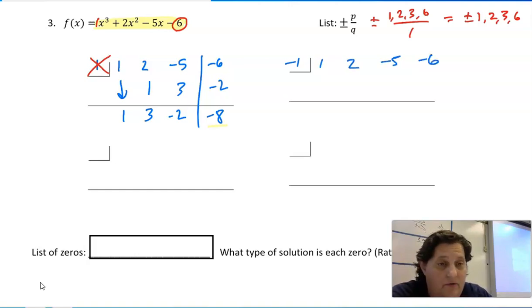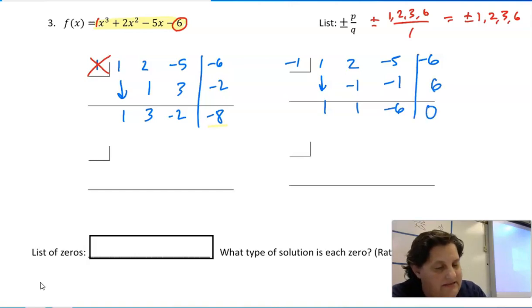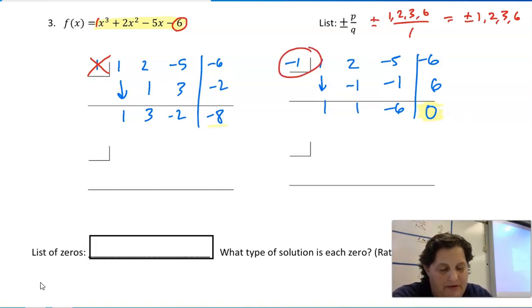You try whatever you want, go in whatever order. That's usually the order I go in. 1 times -1 is -1. 2 minus 1 is 1. 1 times -1 is -1. That's -6. -6 times -1 is +6. That's 0. That's good. As soon as I see that my remainder is 0, I have now found my first solution. Okay? So x equals -1 is my first solution.